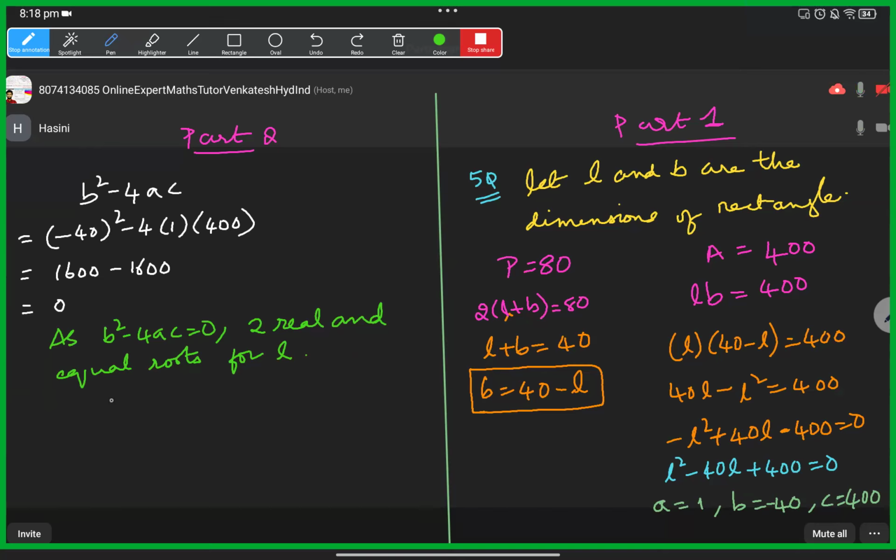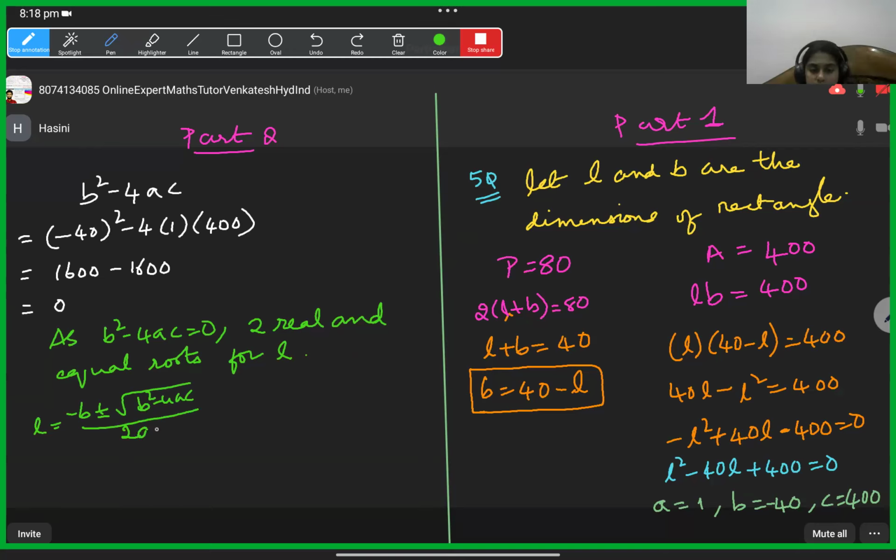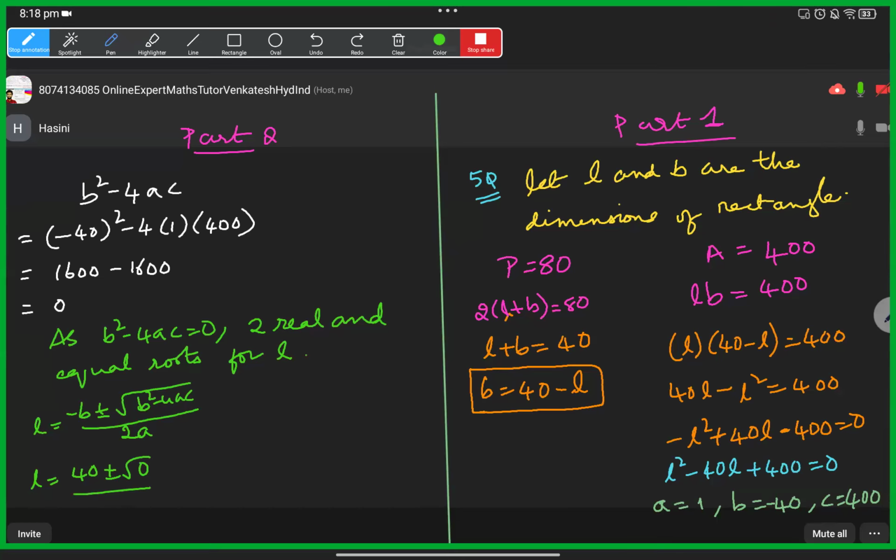So I am finding out L is equal to minus b plus or minus root of b square minus 4ac by 2a. Minus b means minus of minus 40, so can I write directly plus 40, Hasmi? Yes, sir. Plus or minus root of b square minus 4ac, just now we got 0, by 2a. 2 into a is 2 into 1, 2.